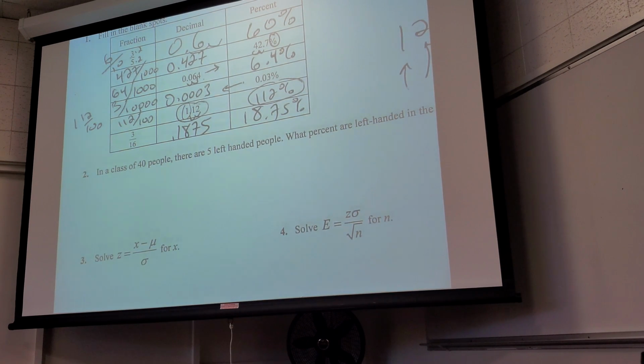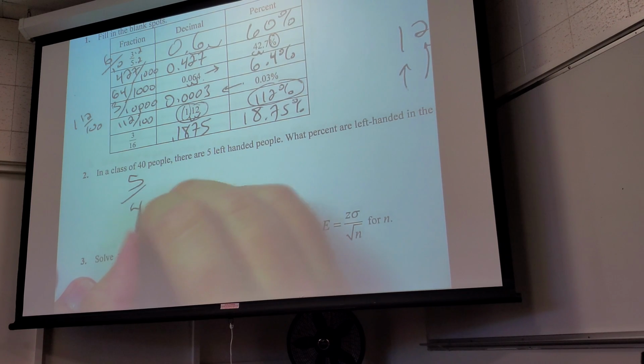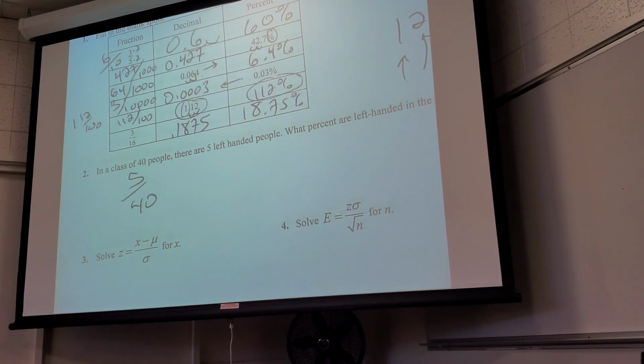That's how you make a percentage. It's part divided by whole. We know this. 5 out of 40 is exactly how we say it in English, right? 5 out of 40 are left-handed. That's exactly what we would say. Now make that into a percentage, however you can. So you could long divide, right? What I would do, now watch what I would do.